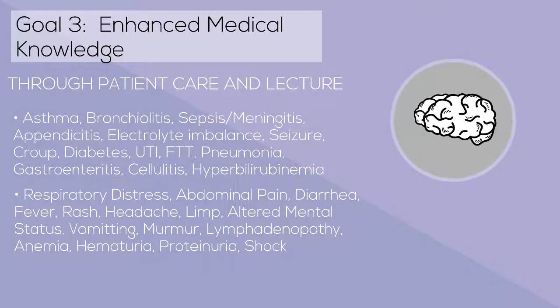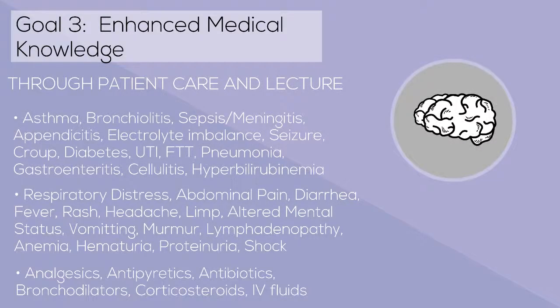How to approach respiratory distress, abdominal pain, diarrhea, fevers, rash, headache, limp, altered mental status, vomiting, murmurs, lymphadenopathy, anemia, hematuria, proteinuria, and shock, among other symptoms. And finally, the appropriate use of analgesics, antipyretics, antibiotics, bronchodilators, corticosteroids, and IV fluids. We may not see all these things while you're on your rotation, so these are all great things to read about as well during your free time.